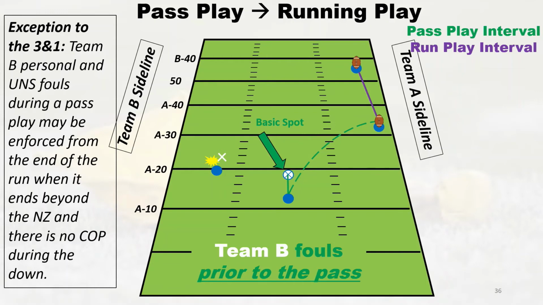We can tack on B personal foul and unsportsmanlike conduct fouls to the end of the last run when it ends beyond the neutral zone. So in this case, Team B committed a foul during the pass, but we can actually apply it, enforce that penalty, add it on to the end of the run based on this exception. So this is an exception to the 3-and-1.